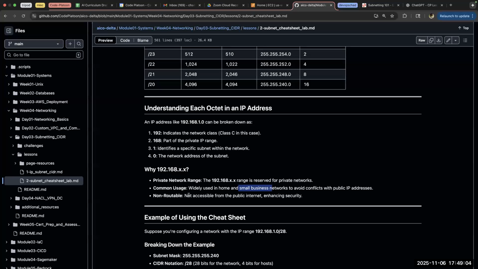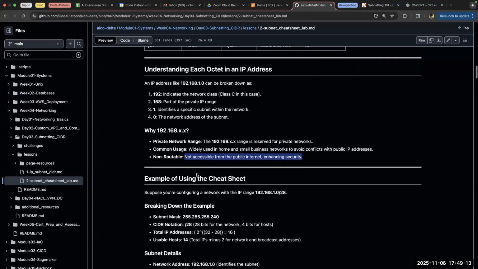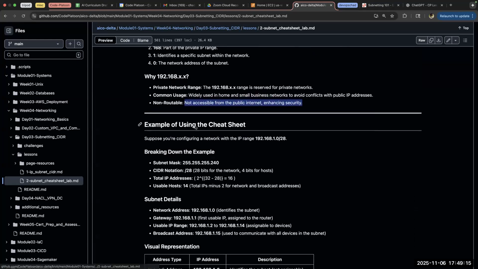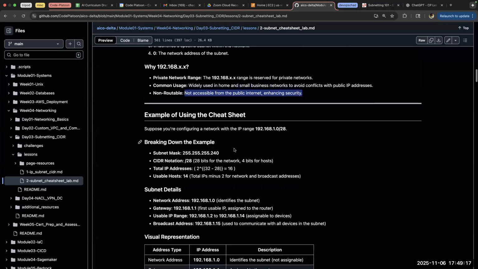Non-routable access. This is kind of false. It says it's not accessible from the internet, but you actually can set up proxies and make it accessible. But in general, they start quartered off from the internet. All right, so let's use the cheat sheet here and figure some stuff out.